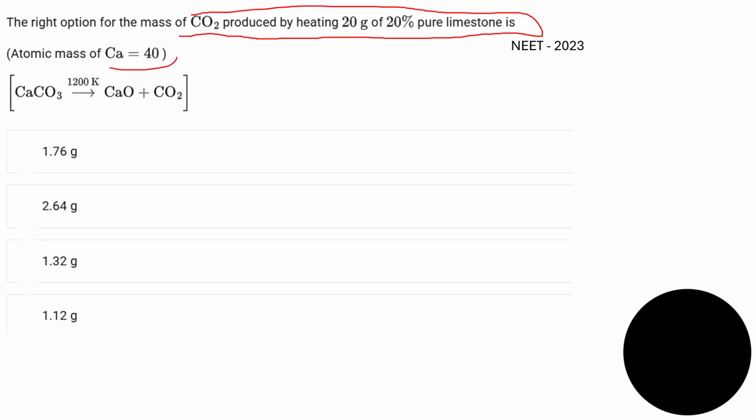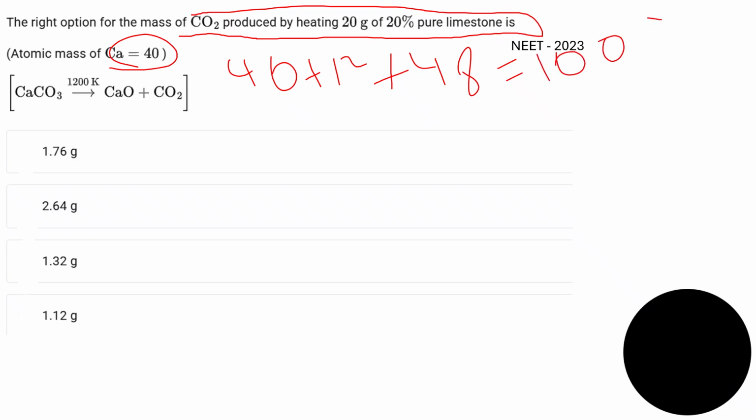Atomic weight of calcium is 40. For carbon it is 12. Then there are the 3 oxygens: 16 plus 16 plus 16 is nothing but 48. The overall weight of calcium carbonate is 100. Okay, this is the overall weight. So first of all, we need to find how many grams of calcium carbonate is reacted. In the question, they gave 20 gram of 20% pure limestone, which means we have 20 gram. In that 20 gram, 20% of the limestone is pure.